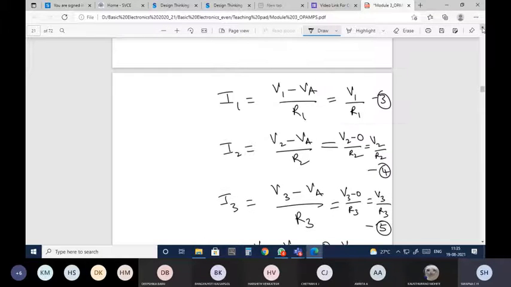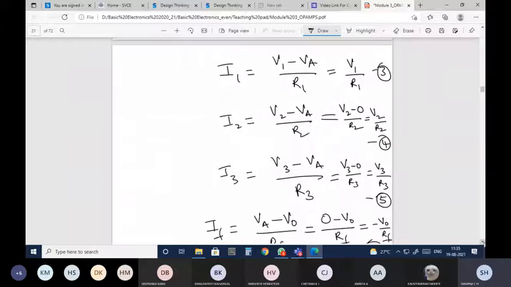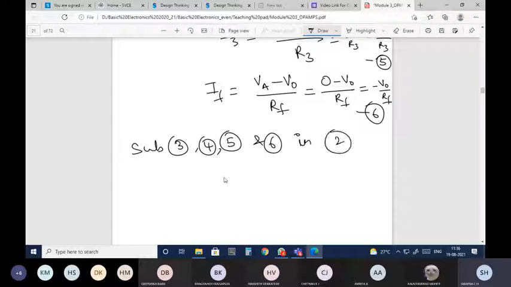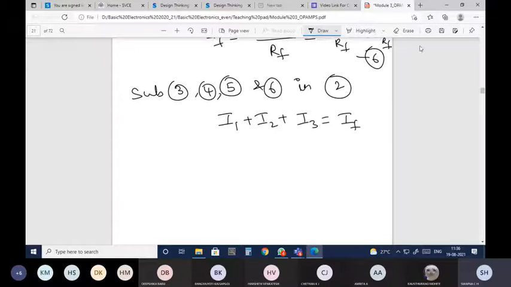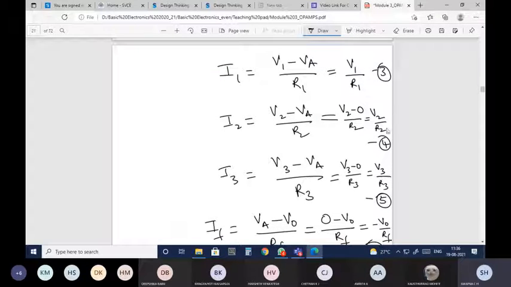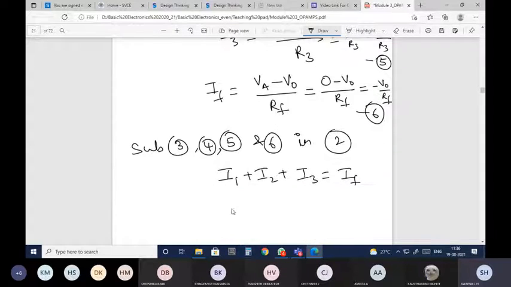So now what I need to do, I need to substitute 3, 4, 5, 6 in 2. I1 equation, I2 equation, I3 equation, IF equation in here. What is that second equation? I1 plus I2 plus I3 is equal to IF. So what is I1? I1 is V1 by R1, I2 is V2 by R2, I3 is V3 by R3. And IF is minus V0 by RF. All that I'll substitute here.